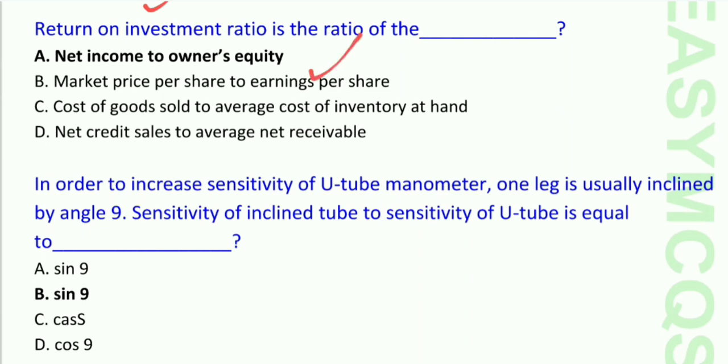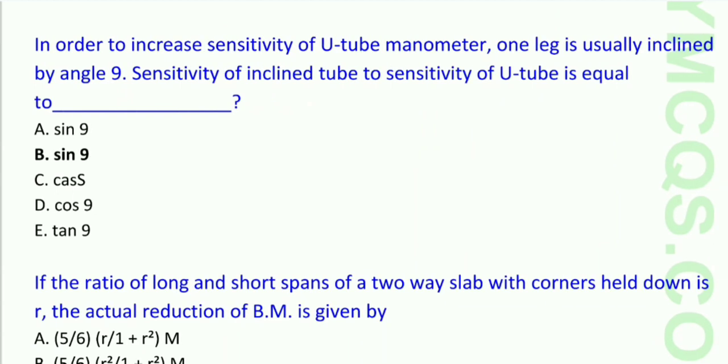A is right. In order to increase the sensitivity of a U-tube manometer, one leg is usually inclined by angle theta. Sensitivity of inclined tube to sensitivity of U-tube is equal to 1 by sin theta.